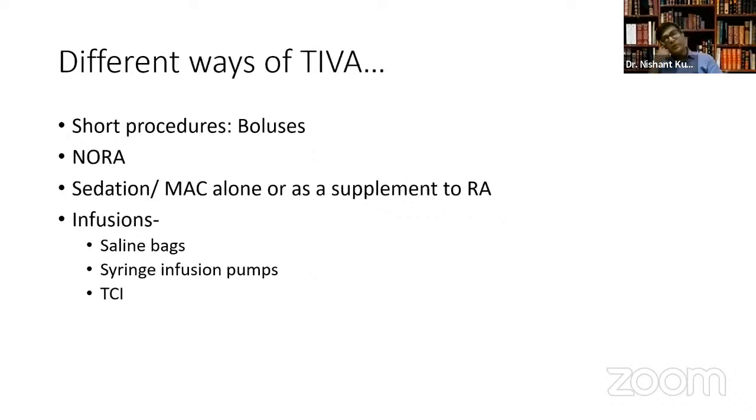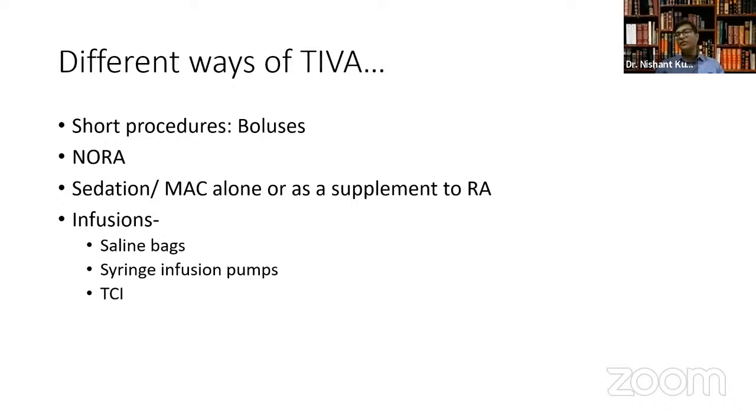Now, coming to the different ways of TIVA. So these are the drugs which we can use in combination, but as I said, whenever you're starting, you may choose midazolam as a pre-medication. Then obviously propofol is there for amnesia and hypnosis, and you can choose one of the analgesic agents, whether it is an opioid or opioid free, that is ketamine or dexmedetomidine, as an infusion.